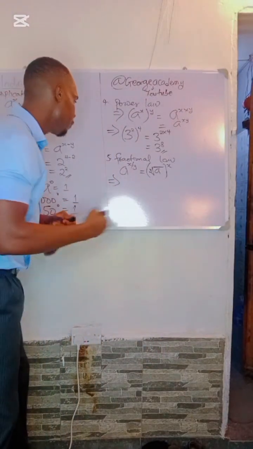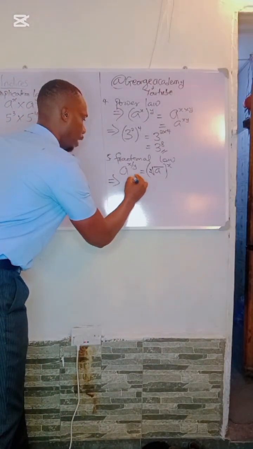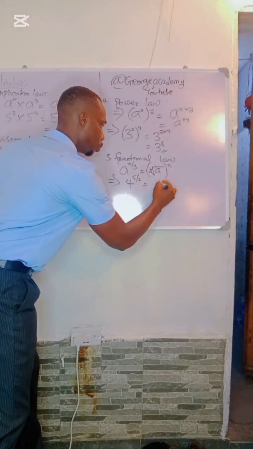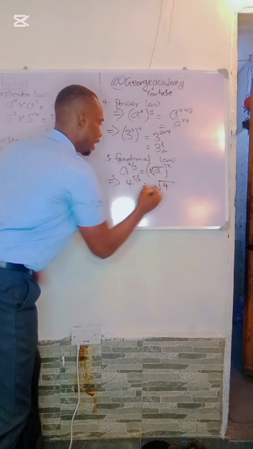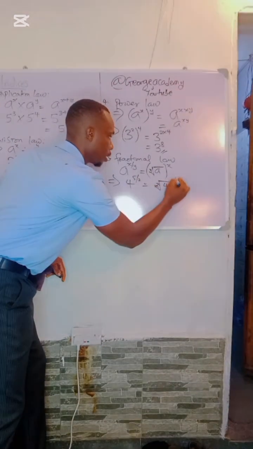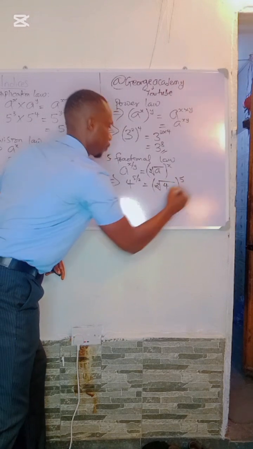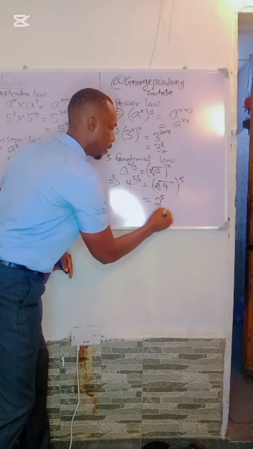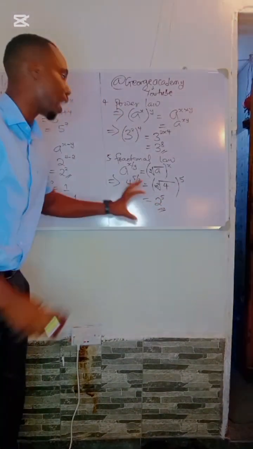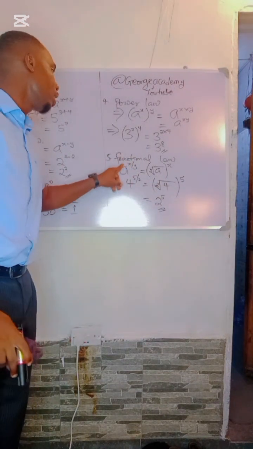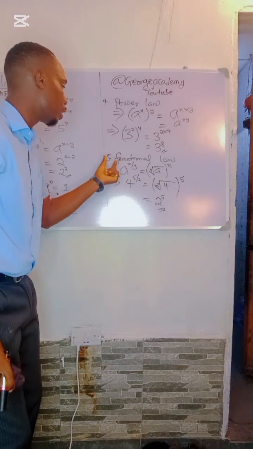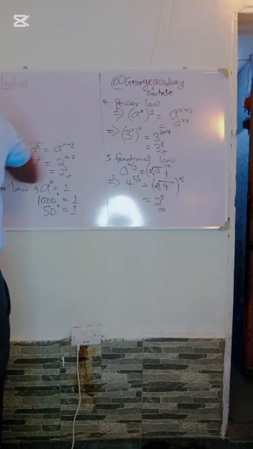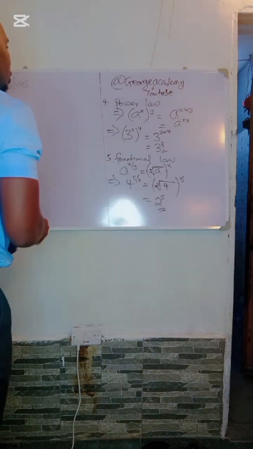This implies that if you have 4 raised to the power of 5 all over 2, it becomes the root. You take the root of 4, then this 2, which is the denominator, comes here, all raised to the power of 5. You can evaluate this. Square root of 4 is 2, 2 raised to the power of 5. And you can stop here. That's what the fractional law entails. So anytime you see a number raised to a fraction, this is how it can be expressed.